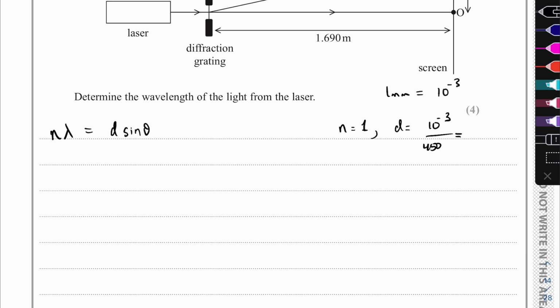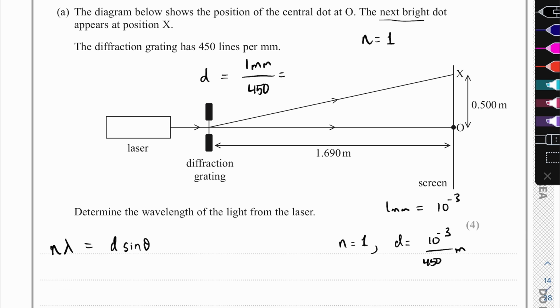We can just keep it as it is for now because it's there. Meters. What about sine theta? Now we have the triangle. The angle is between X and the diffraction grating. So this is our theta. Now we want sine theta.